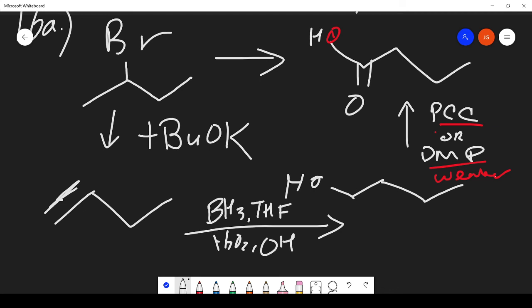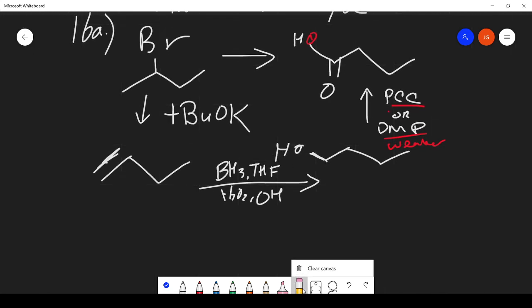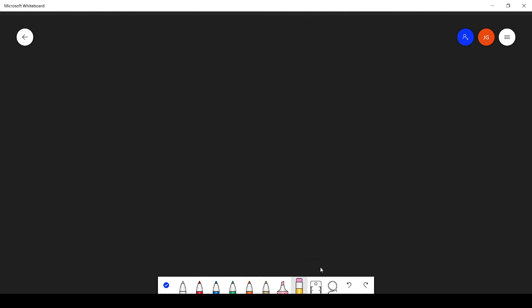Okay, so hydroboration oxidation will add the alcohol to the less substituted part of the alkene. Less substituted carbon. I don't know why I'm screwing up that name. Okay, so that's our pathway to do this. I'm sure there are other ways you could do this, but that's probably the easiest and most efficient.